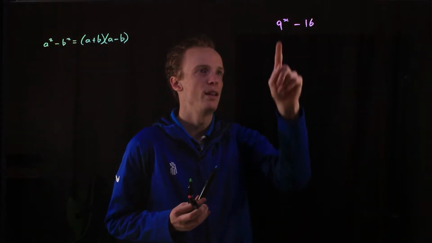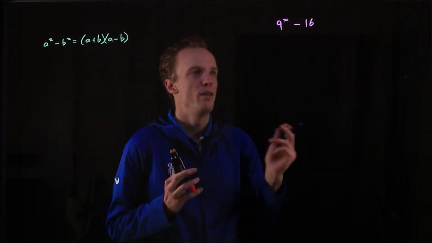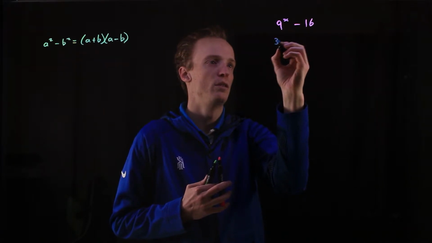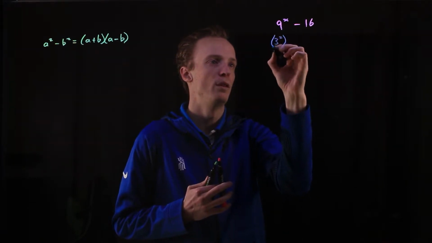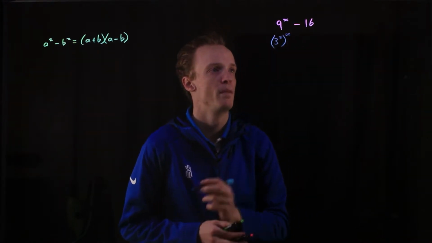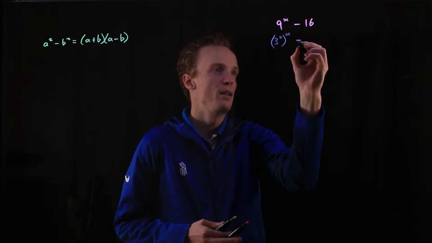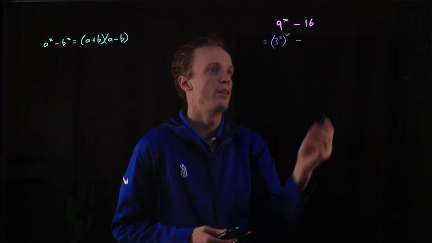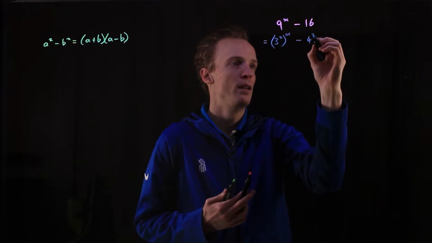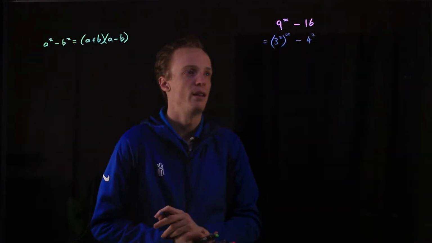The very first one here, this 9 to the power of x, if I break this 9 up, I can say that 9 is equal to 3 squared. But of course, that will have to be raised to the power of x still. And then I can do the same with my second one. I can say that this is 16. Well, that's going to be 4 squared. So I can subtract my 4 squared at the end here.